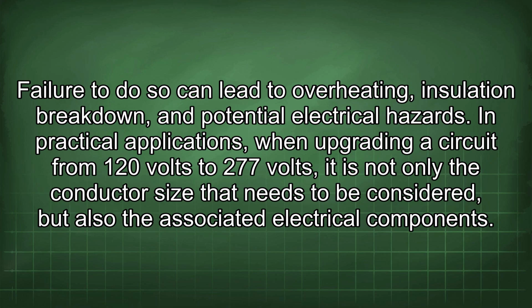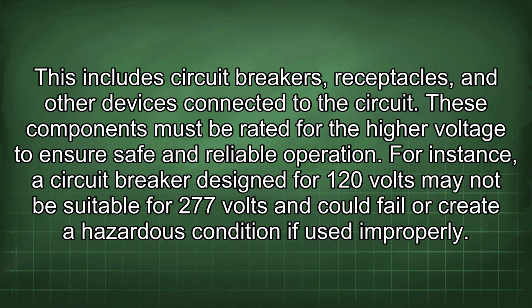In practical applications, when upgrading a circuit from 120 volts to 277 volts, it is not only the conductor size that needs to be considered, but also the associated electrical components. This includes circuit breakers, receptacles, and other devices connected to the circuit. These components must be rated for the higher voltage to ensure safe and reliable operation. For instance, a circuit breaker designed for 120 volts may not be suitable for 277 volts and could fail or create a hazardous condition if used improperly.